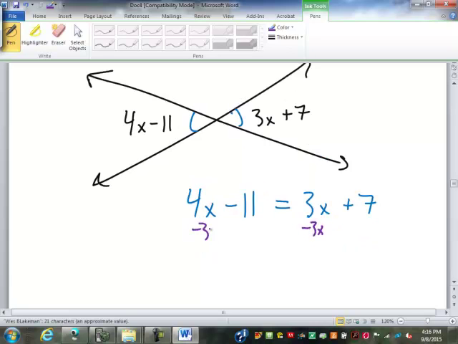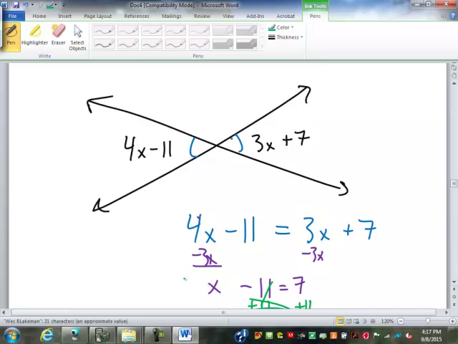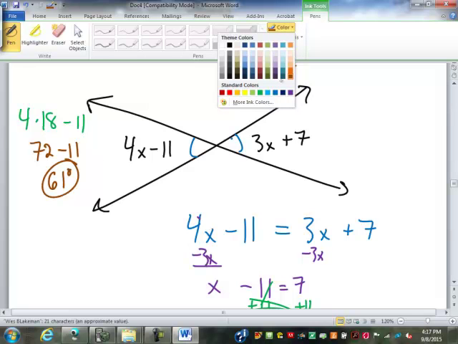Subtract 3x. So 4x minus 3x is 1x, or just x, minus 11 equals 7. And then add 11. So x equals 18. Now, of course, we're nowhere near done yet. We have to find our angles. 4x minus 11 is going to become 4 times 18 minus 11. 4 times 18 is 72. Minus 11 is 61 degrees.